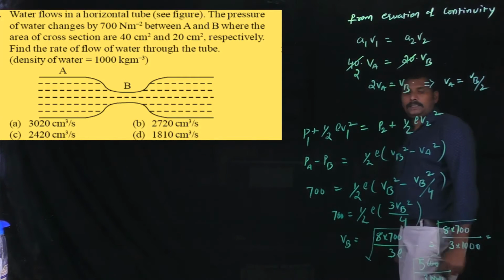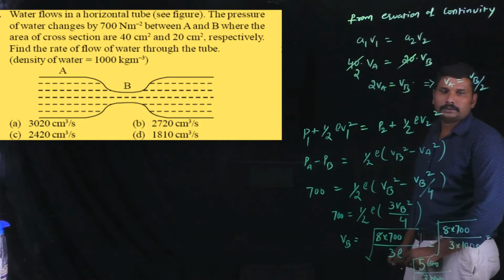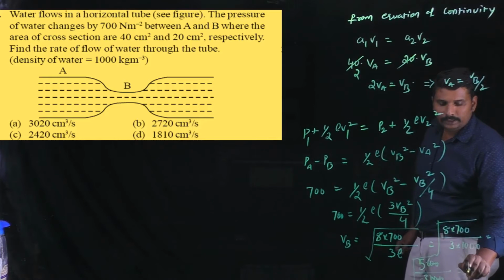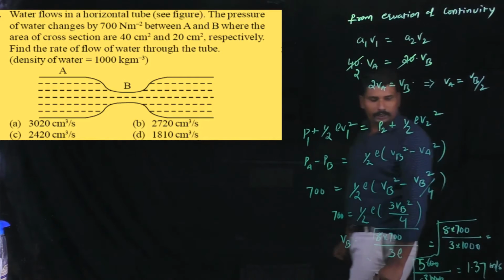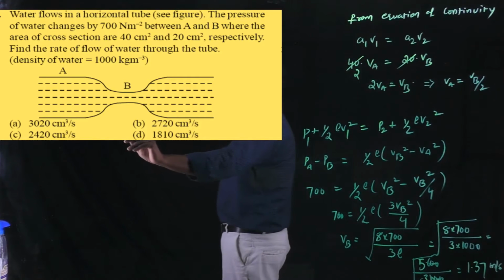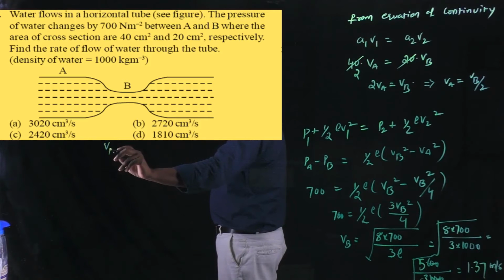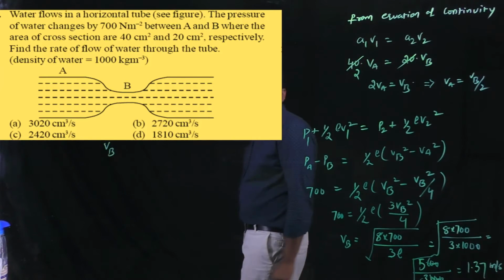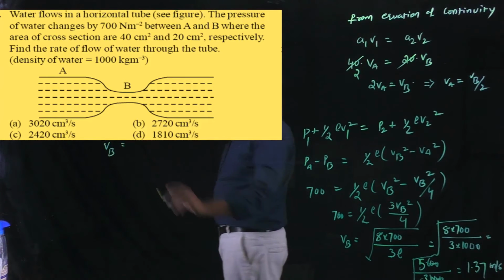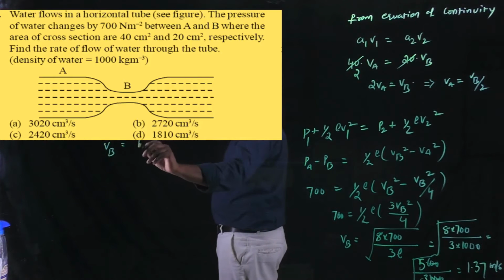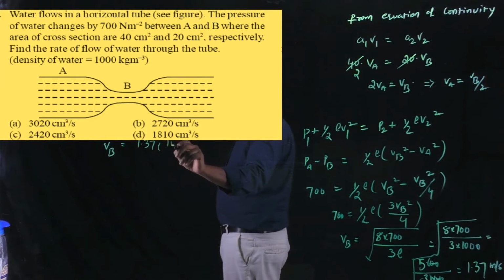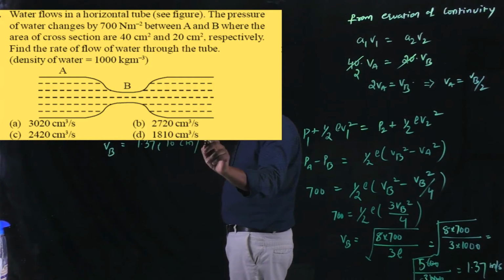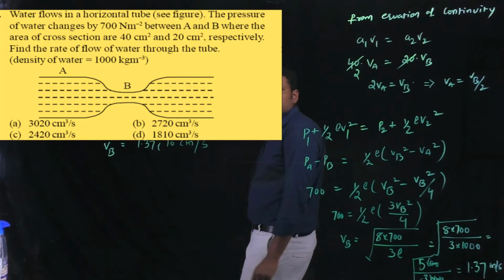30 by 56 means approximately 2 times. The value of it is approximately 1.37 meter per second. And the value of the velocity of the liquid at B, VB, is equal to 1.37 into 10 square centimeter per second.